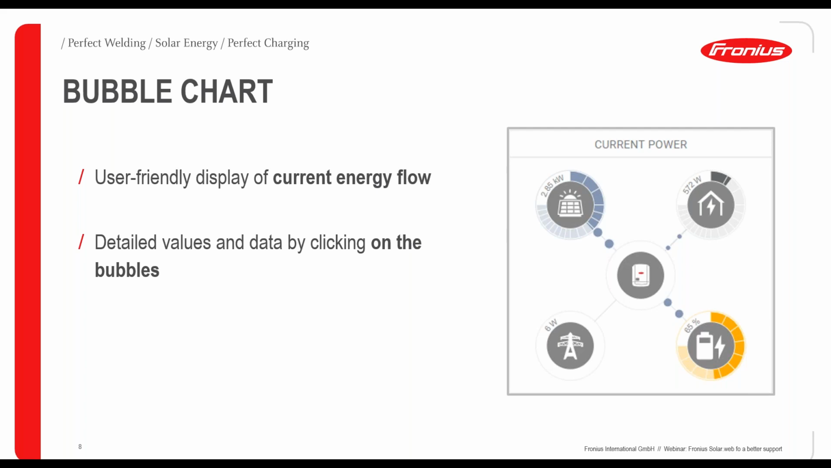If you want to get more details, you can just click on the bubbles and you see more about the actual data. On the bubbles, you see as well the current flow, in which direction the current flows, because it could come from the battery or it could go to the battery. So therefore, we use these bubbles showing the direction of the energy flow. This is very useful, easy to understand even for the end customer.